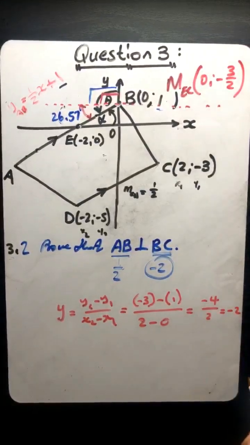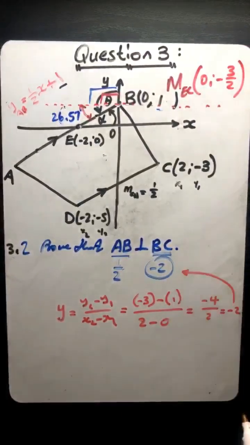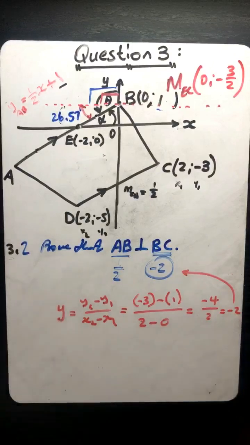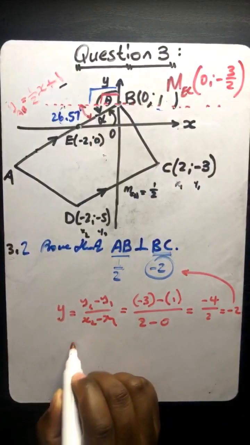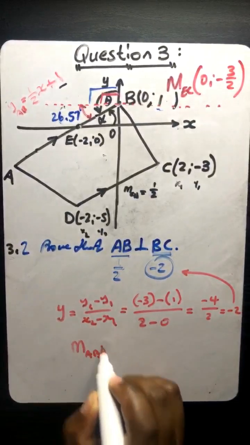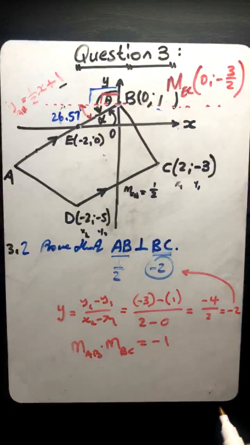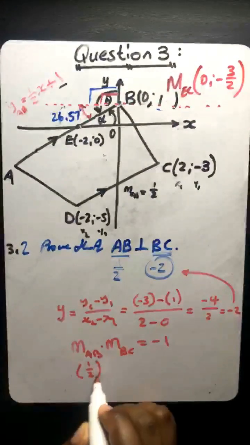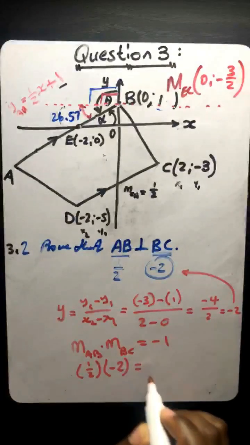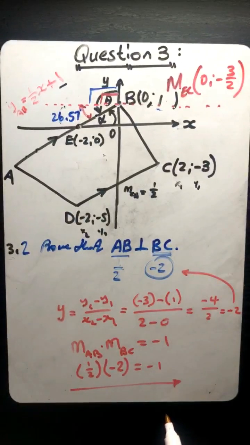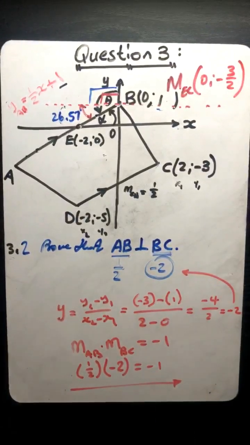Can you see? I knew our answer had to be -2, because the gradient of AB multiplied by the gradient of BC must give us -1. Half times -2 gives us -1. So that's how you prove that AB is perpendicular to BC.